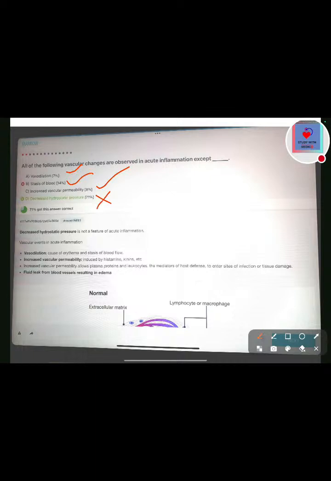Vascular events in acute inflammation: first vasodilation, which causes erythema and stasis of blood flow. The blood flow is reduced, slowed down, sluggish, and causes erythema, redness. So dolor, rubor, calor, all these occur because of vasodilation. Erythema, redness occurs because of stasis of blood flow. Increased vascular permeability is induced by histamine, kinins, etc. Increased vascular permeability allows plasma proteins and leukocytes, the mediators of host defense, to enter sites of infection or tissue damage. Fluid leaks from blood vessels, resulting in edema, swelling.